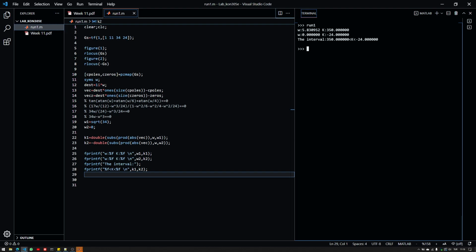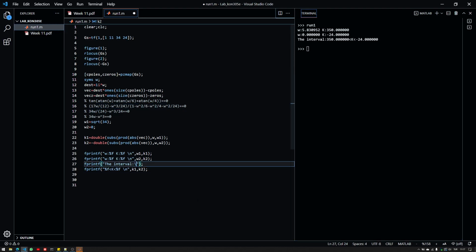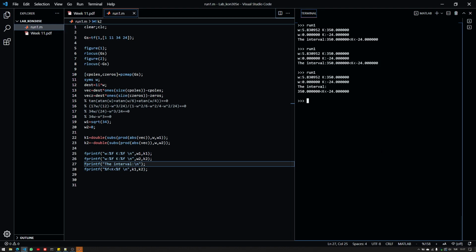Now there we go. We can see that at 583 it should be 350. At 0 it should be minus 24. Therefore the interval, we skipped a new line here. Therefore the interval is given as k2 and k1.